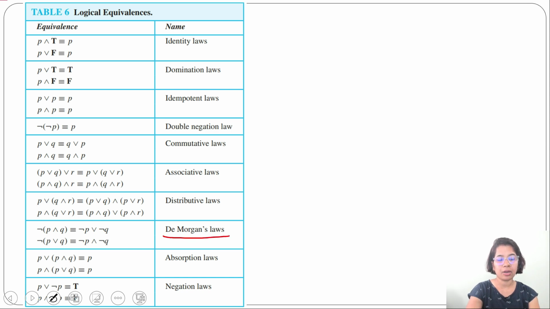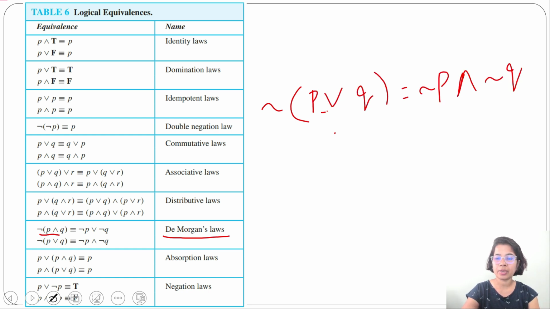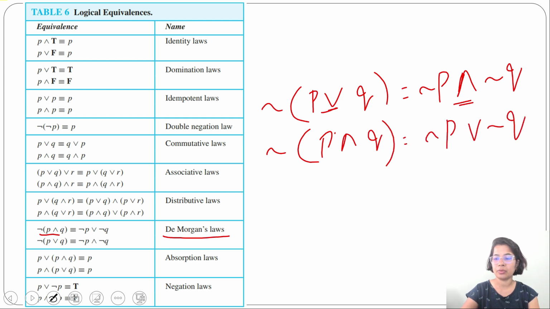Next is De Morgan law. Negation of (P and Q) is equivalent to negation P or negation Q. So when we are taking negation inside, this and or symbol is changing. Here it was and, now it will change to or. If it is negation of (P or Q), then it will be negation P and negation Q. We are adding negation with each proposition, then this and or symbol is changing. And will be or, or will be and. I already discussed this in the previous lecture with a truth table.